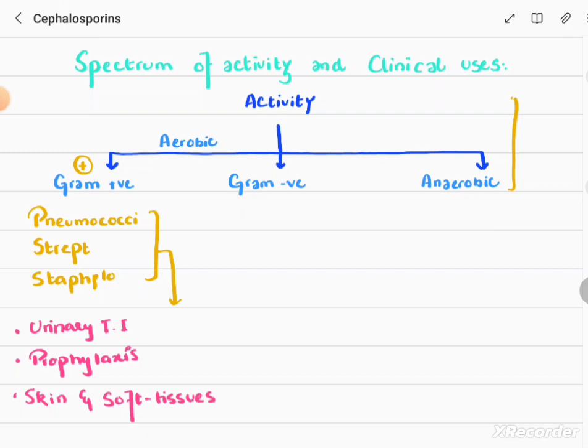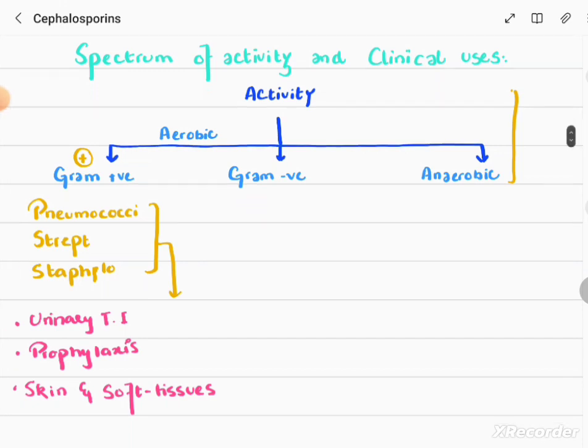The first generation cephalosporins do not have very good gram negative coverage, but they have some activity against E. coli and Klebsiella, and if the bugs are not resistant to first generation cephalosporins, these drugs can be used for the treatment of UTIs caused by these organisms.